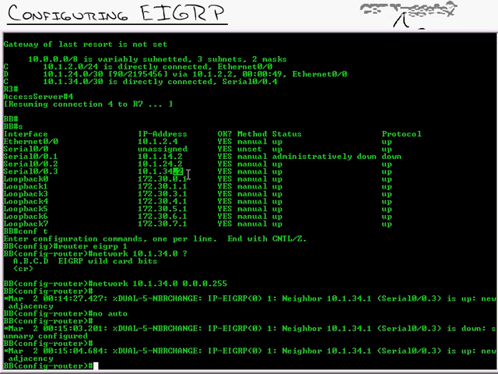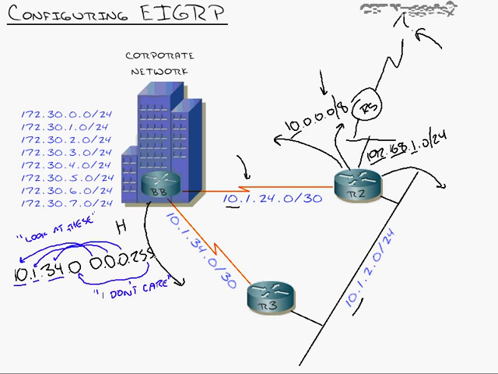But you know what? Because we put that 255 there, it says I don't care. I don't care that there's a 2 there. You put 0 there, you have a 2 there, I don't really care. Now we could have written that as network 10.1.34.2 if we were putting in another network statement.